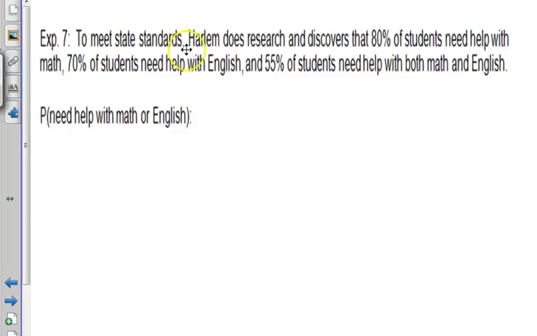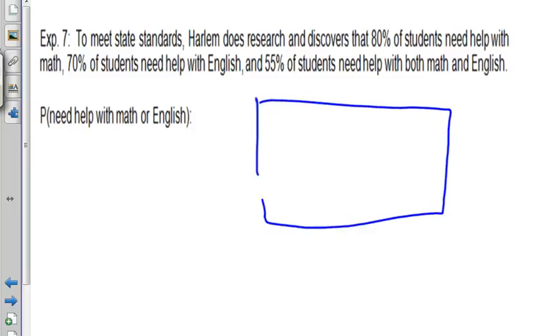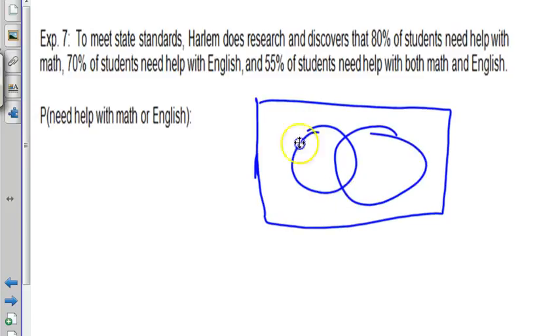Okay. To meet state standards, Harlem does research and discovers 80% of students need help with math, 70% need help with English, and 55% need help with both math and English. I find this one kind of easier to do like this. What percent need help with both? We have math, English, 55. Okay, 55% need help with both. 80% need help with math. That could be math and English or just math.